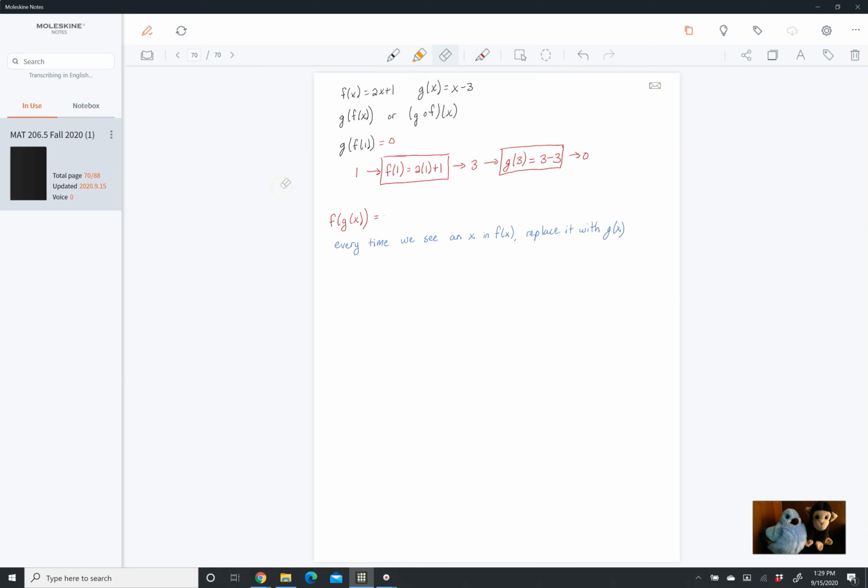So here, first thing that we see in f is 2. Then we're replacing the x with g of x. So instead of x, we're going to write x minus 3. And we keep going through this function and we see a plus 1. And we could simplify this. This becomes 2x minus 6 plus 1, or 2x minus 5. Okay, so we have two pieces here. This is f of g of x. This is f of g of x in simplified form.